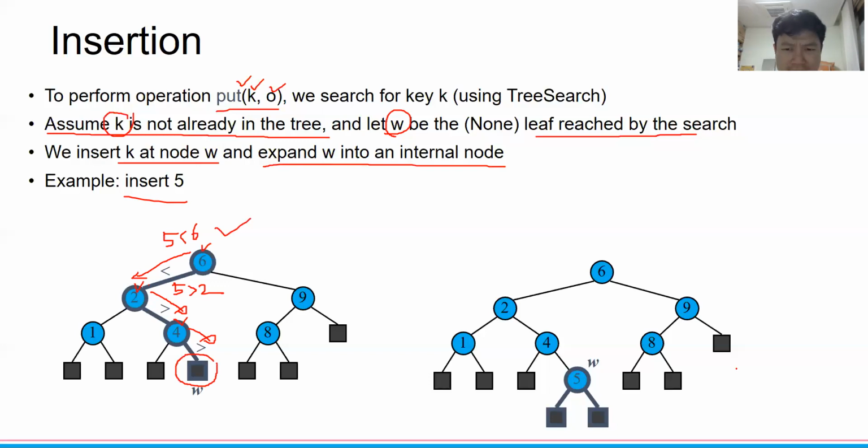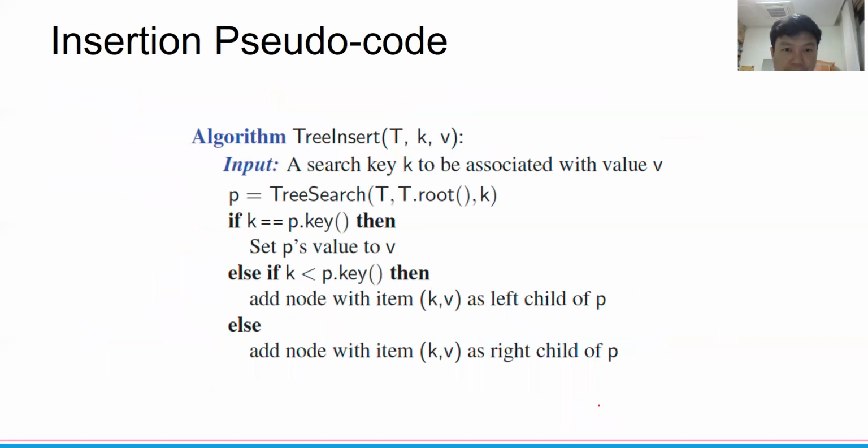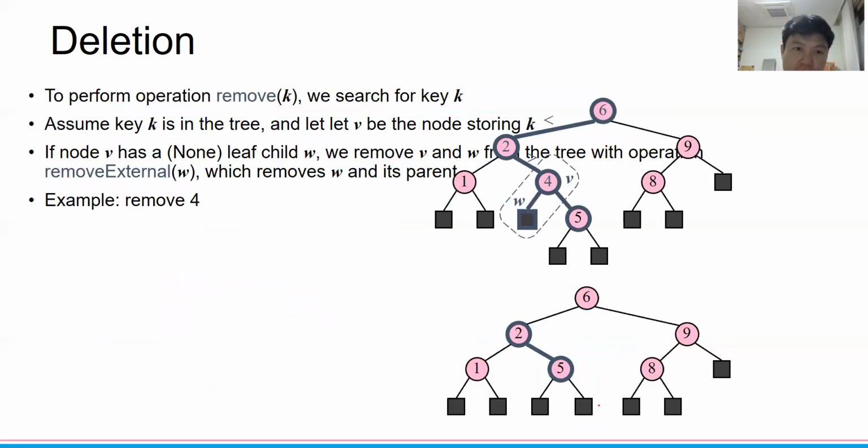Then I just put the new node, which is 5, and we create the external nodes for it. This is the requirement: when you have the search tree, you need to have the external nodes, which are none, or which have no value. So this is the pseudocode of the tree. Okay, I guess it's the same as what I saw before.